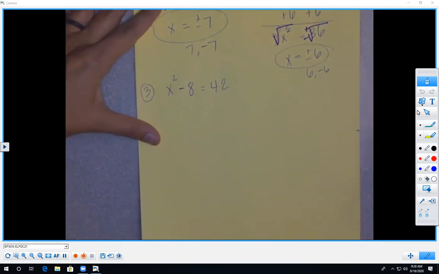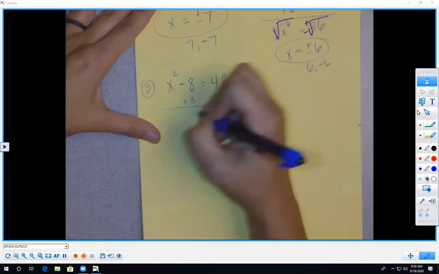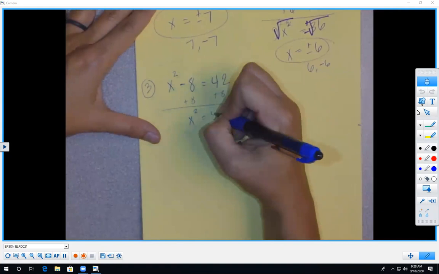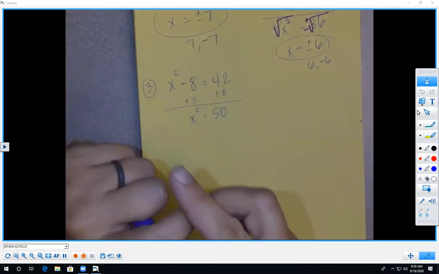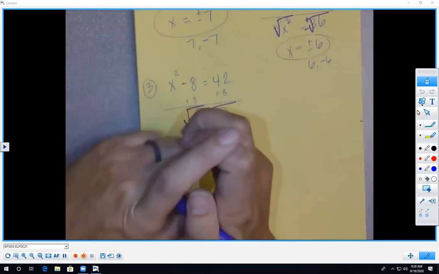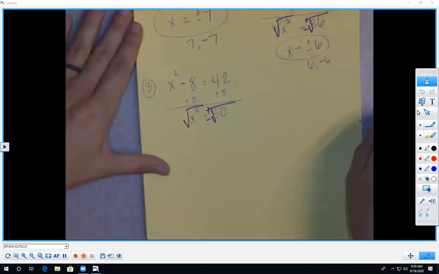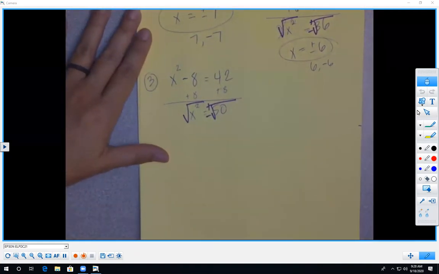First thing you do is add 8 to both sides. And I get x squared equals 50. Now I take the square root of both sides. Don't forget your plus or minus. Can I take the square root of 50? Not pretty, right? It's a big old decimal.